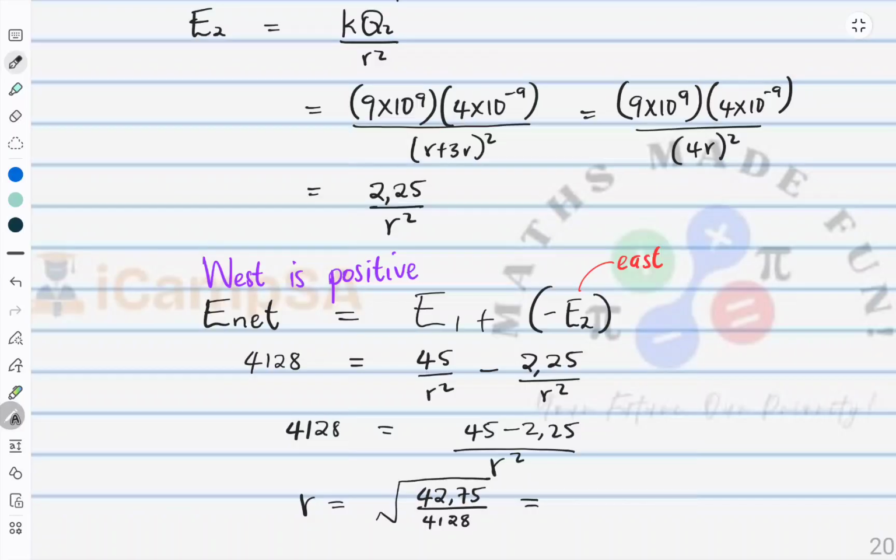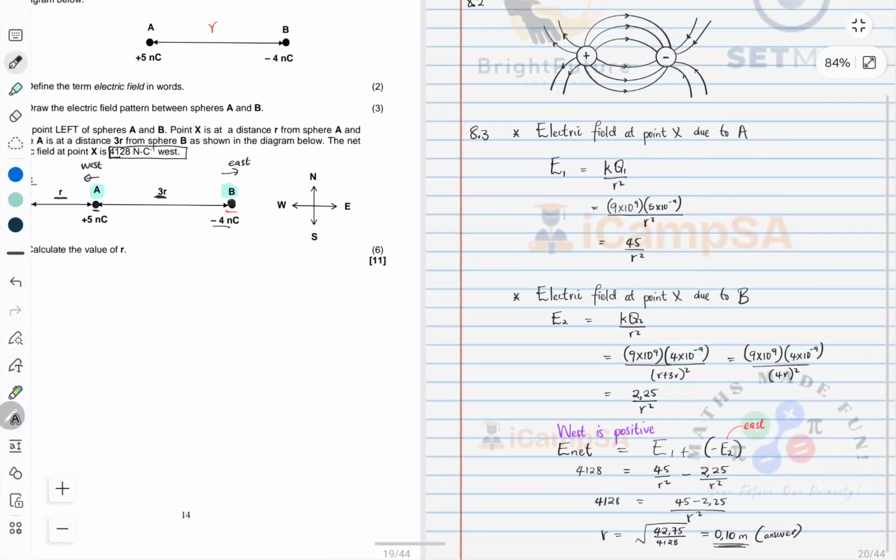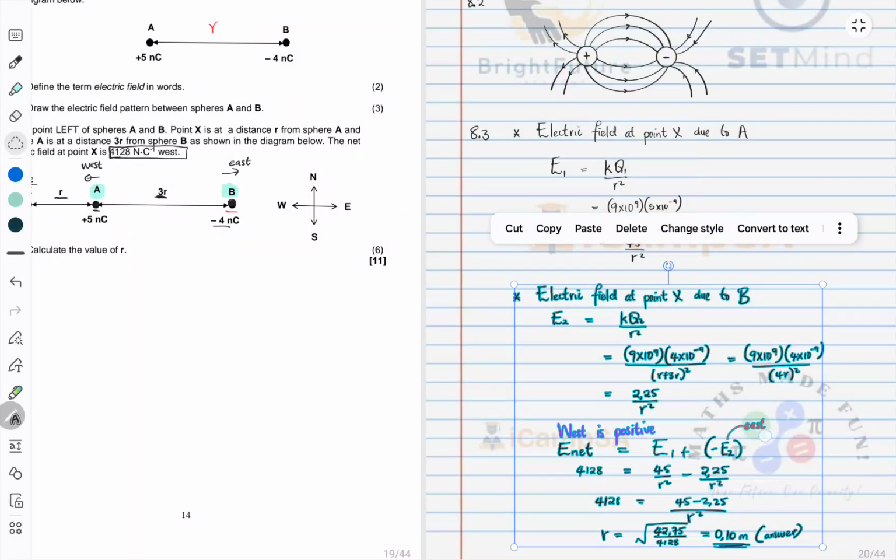Alright, so that's how we would find our r, our distance, which is 0.10 meters. Very important. That's our answer. If you leave out units, your answer is incomplete. Therefore, you must get a 0, at least in my books. But other than that, you will get incomplete or missing marks, if that makes sense.